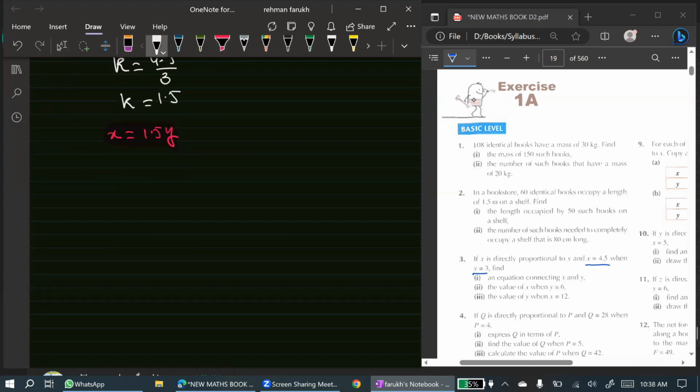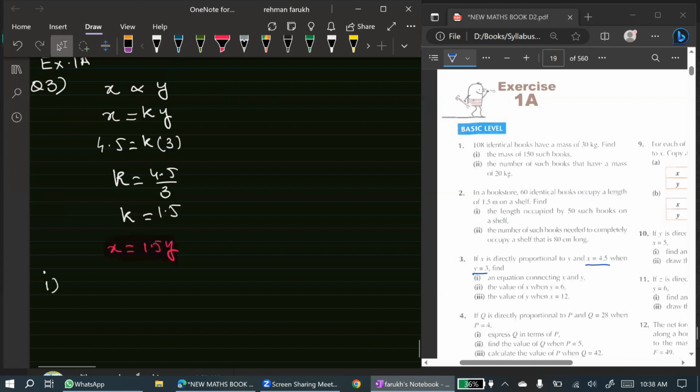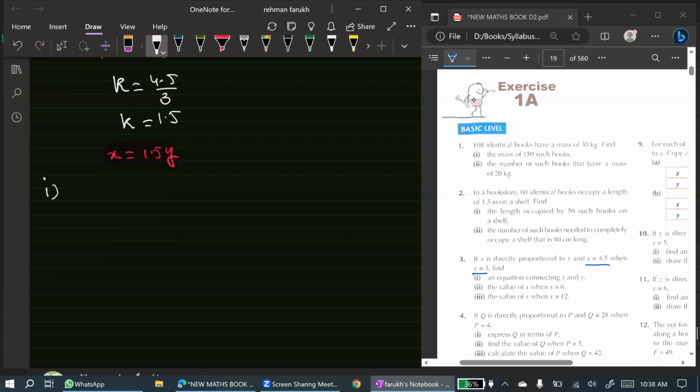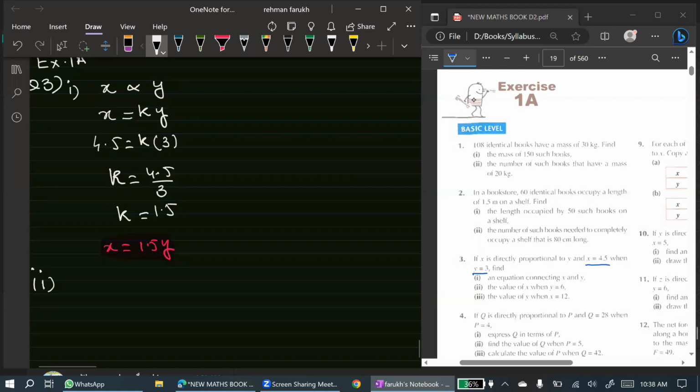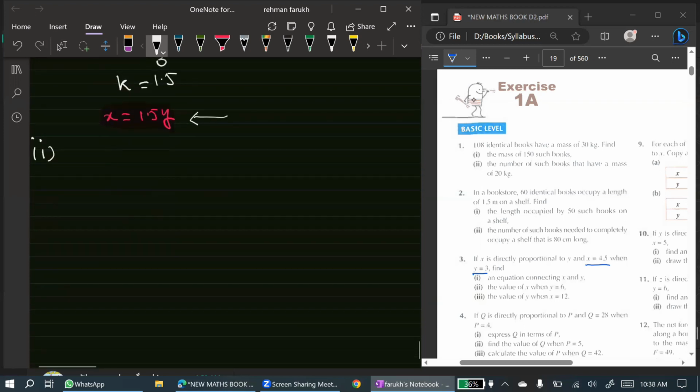Now, part number one is an equation connecting x and y. We have already the equation connecting x and y. So it will be x proportionality sign and then y. No, no. This one is not an equation. Can you see an equal sign between the two variables? No. So this one is not an equation. Can you see an equal sign between the two variables? Yes. This one is an equation.